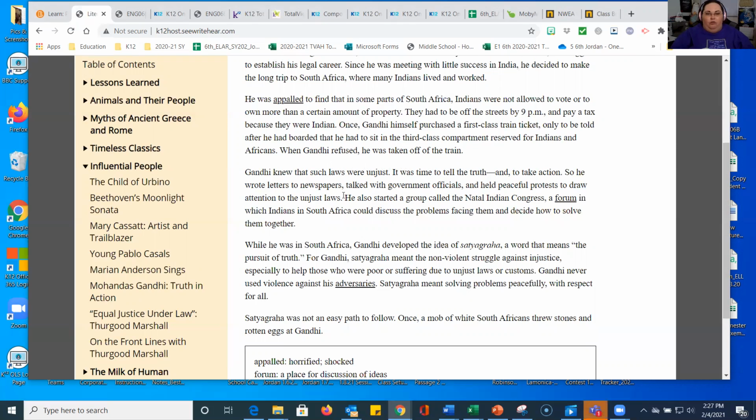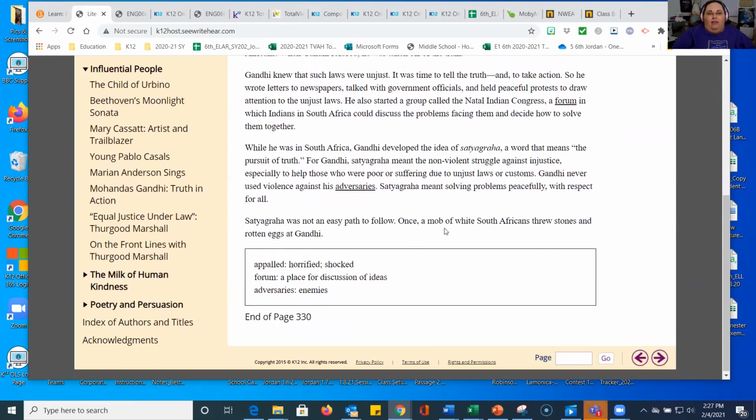So he wrote letters to newspapers, talked with government officials, and held peaceful protests to draw attention to the unjust laws. He also started a group called the Natal Indian Congress, a forum, a place for discussion of ideas, in which Indians in South Africa could discuss the problems facing them and decide how to solve them together.